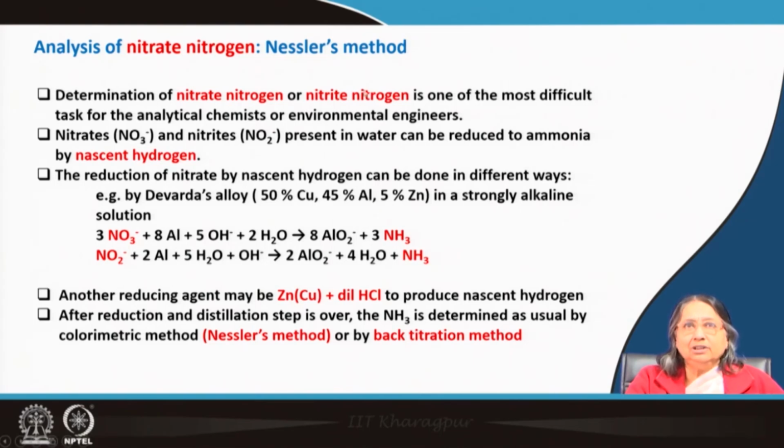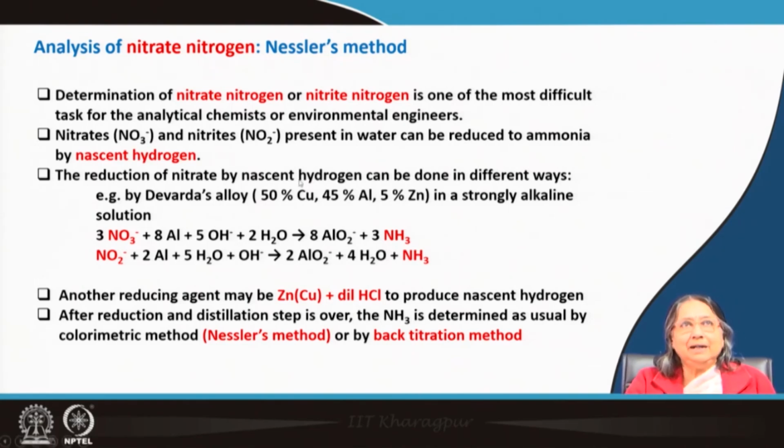Determination of nitrate nitrogen or nitrite nitrogen is one of the most difficult tasks. It is very difficult for the analytical chemists or environmental engineers. So, nitrates and nitrites present in water can be reduced to ammonia by nascent hydrogen. You know nascent hydrogen, right? Nascent hydrogen is a very active reducing agent. How will you do it?